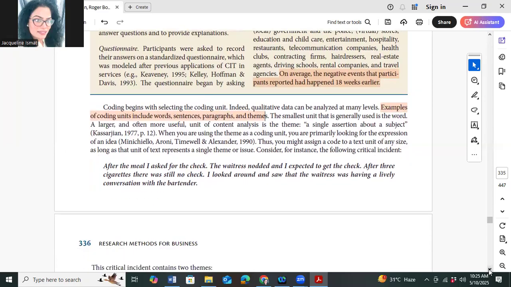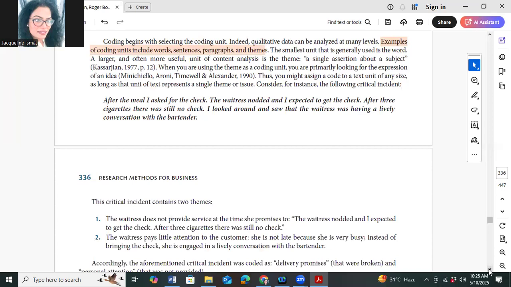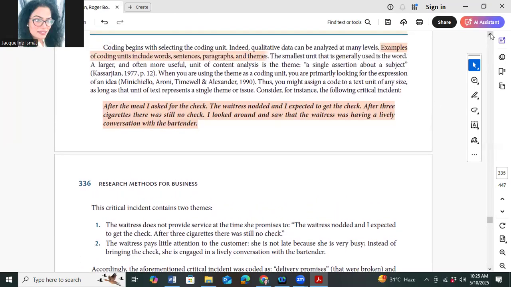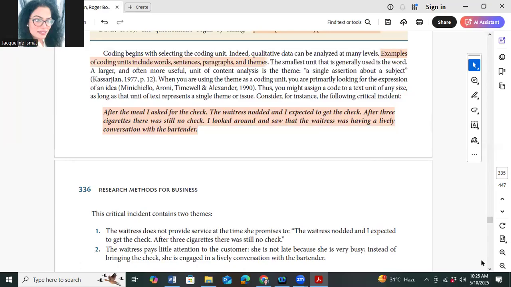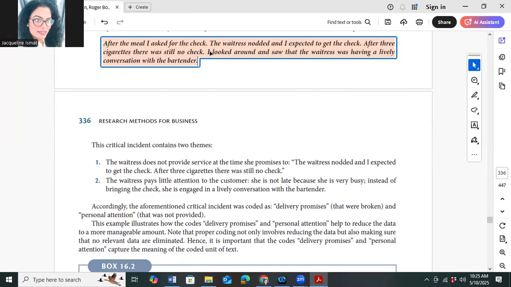After the meal, I asked for the check. The waitress nodded and I expected to get the check. After 3 cigarettes, there was still no check. I looked around and saw the waitress was having a lively conversation with the bartender. Let's do some coding here. So we're looking for words, we're looking for themes. We are looking for paragraphs, we are looking for sentences. The critical incident contains two themes. Can you find two themes?